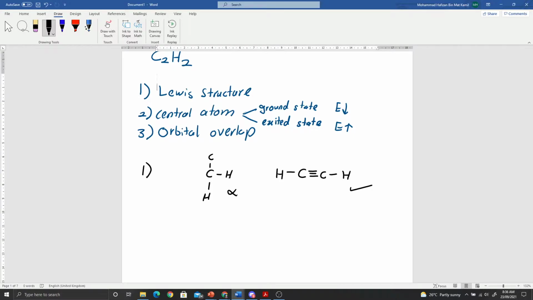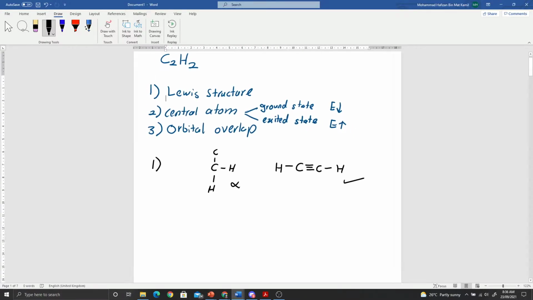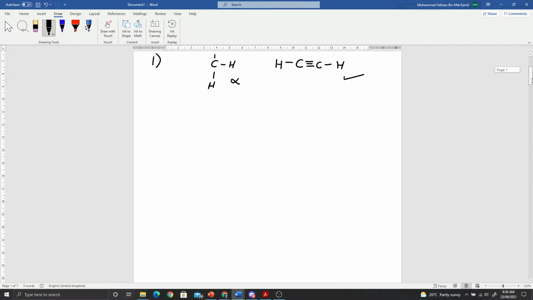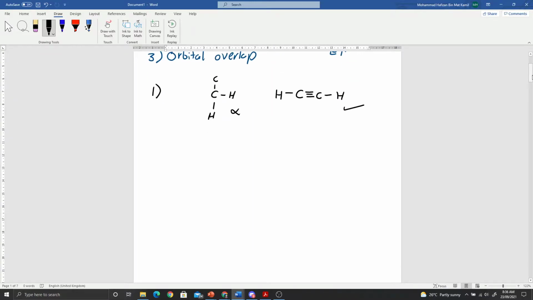Okay, so from the Lewis structure, this is the first part. The second part is we have to look at its central atom. So how do we describe its central atom? So we just describe these two. These two we can consider as the central atom, even though there are two. So to describe the central atom, we describe its hybridization. So what kind of hybridization does it have?